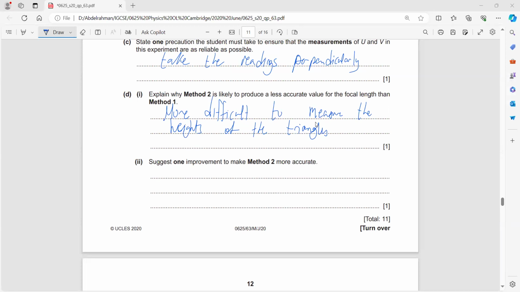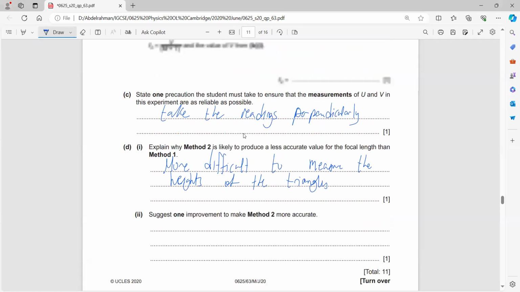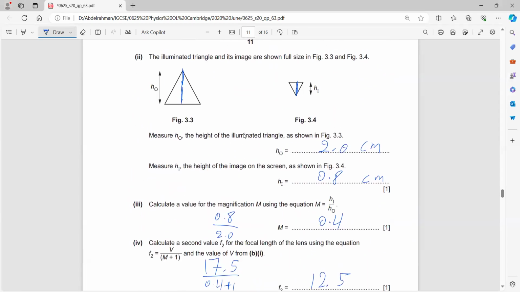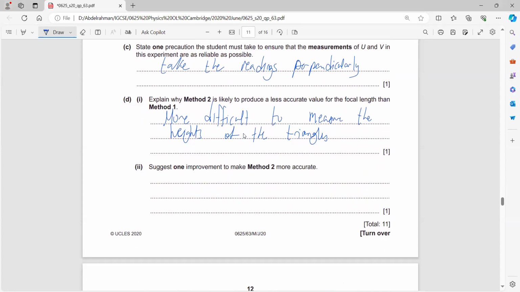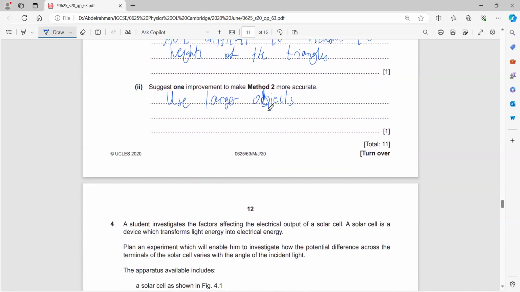In this question, how to improve the accuracy, it is indeed to use a larger object. Be careful: when I'm talking about small objects, 2 centimeters and 0.8 centimeters, the percentage of error could be very high. Whenever I have a much larger object, the percentage of error decreases. So use larger objects, which is correct.